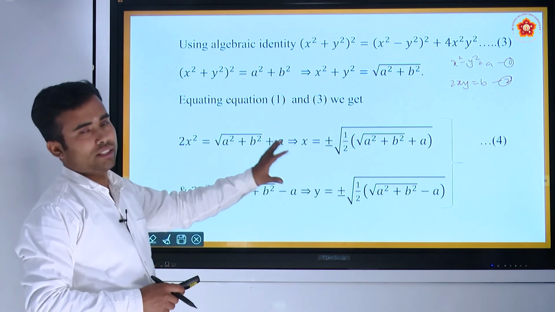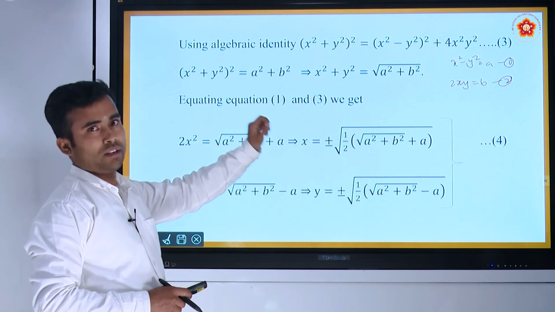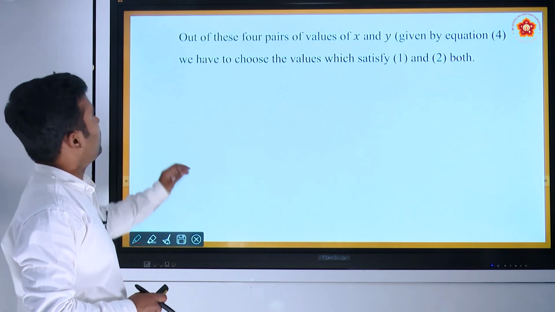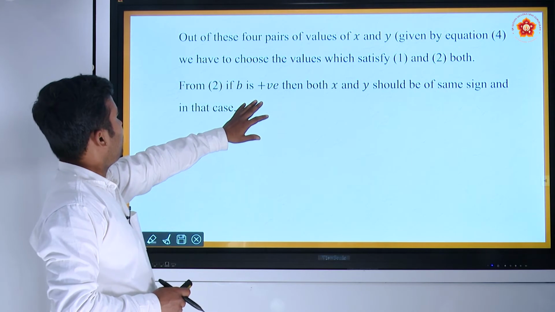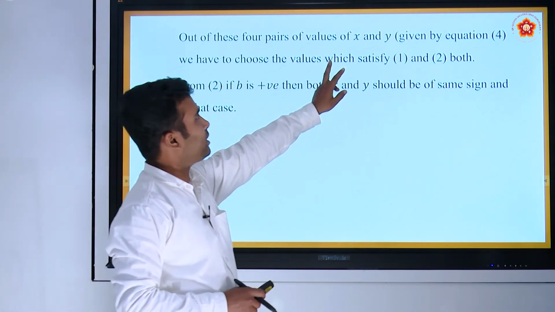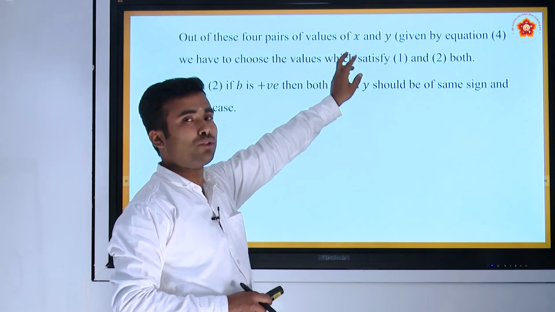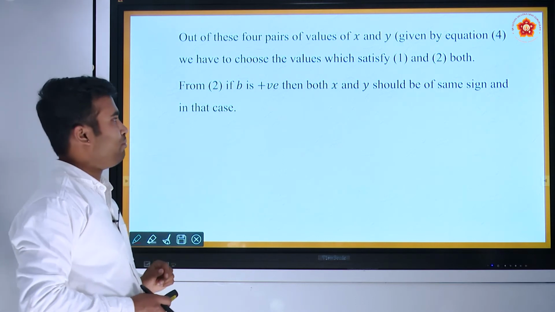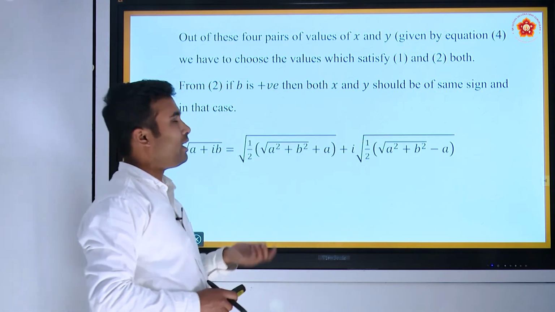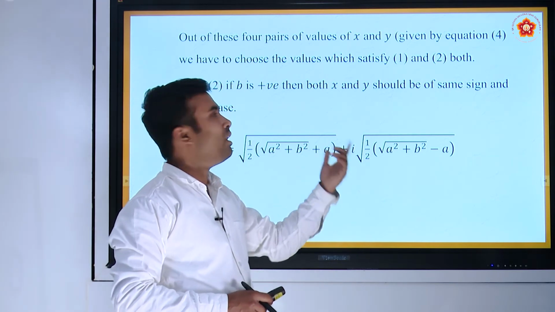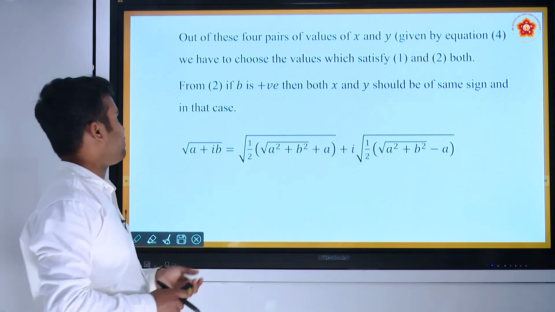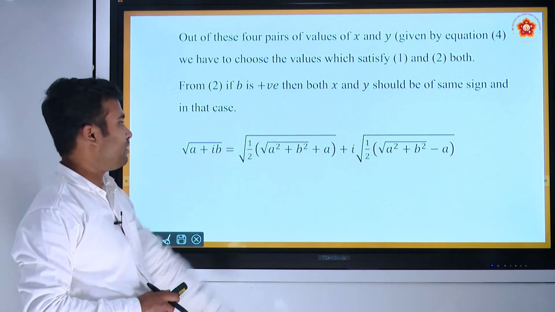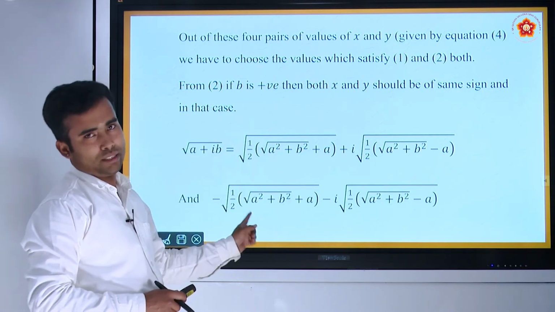This is the formula to find the square root of this complex number. Yes, just now we have discussed that. So we have to take the values of x and y in such a way that they satisfy equations 1 and 2. Now if I take b is positive, you will get both x and y of the same sign. In that case, if b is positive, both x and y are of the same sign, either plus or minus.